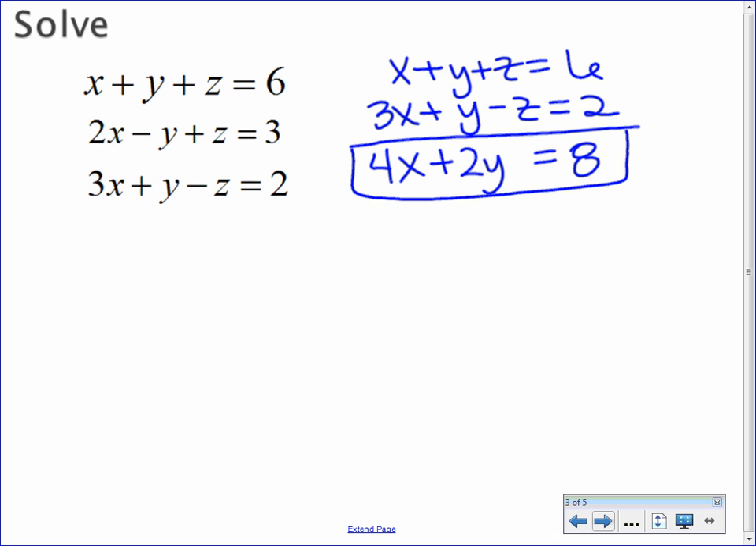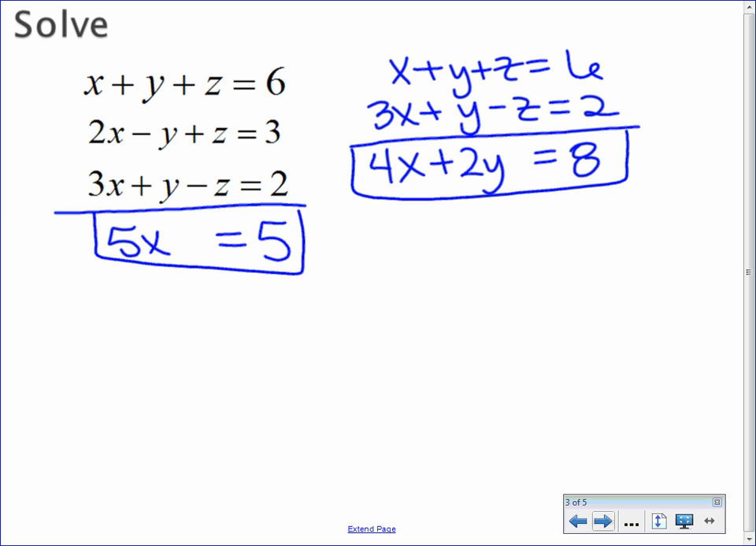Sammy, you want me to do the bottom two? The y's and the z's would cancel. If we add the bottom two together, we get 5x equals 5. So now, here's my system of two equations, right? This is easy from here, correct?